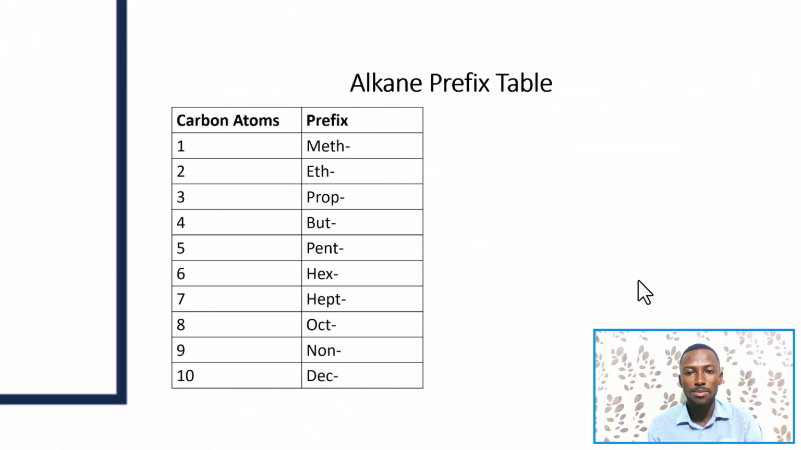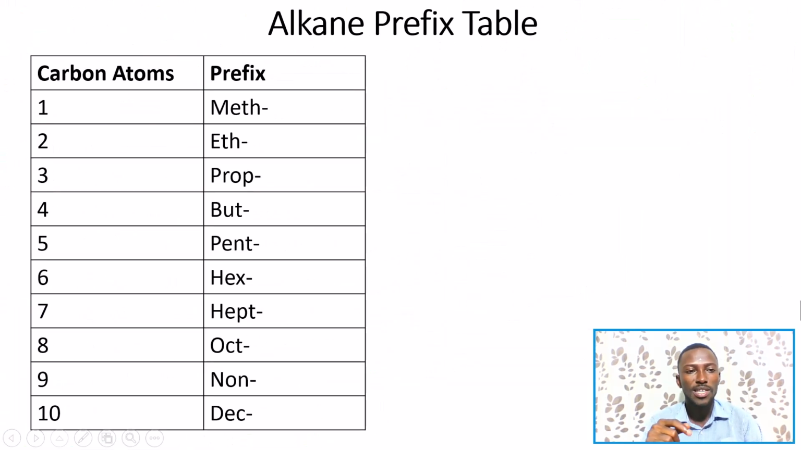So this is the alkane prefix table. IUPAC has already decided for us that if there's only 1 carbon, the prefix should be METH, meth. If the carbons are 2, the prefix should be ETH. And if there are 3, it should be prop. Then 4, but. You can check the names here. These are things that have already been established, and your responsibility is just to know the prefix. That's all, and you are good to go.